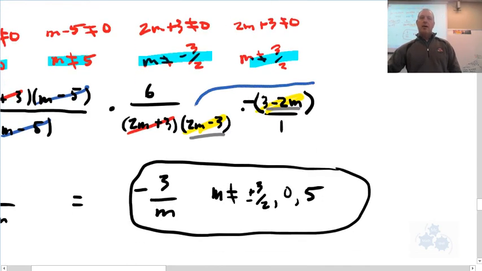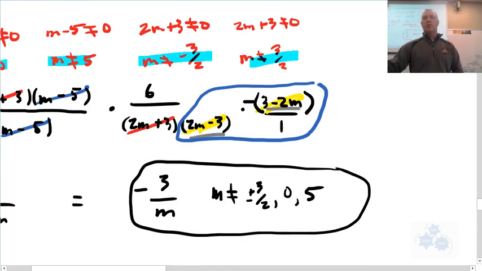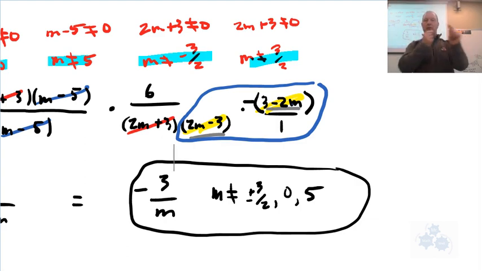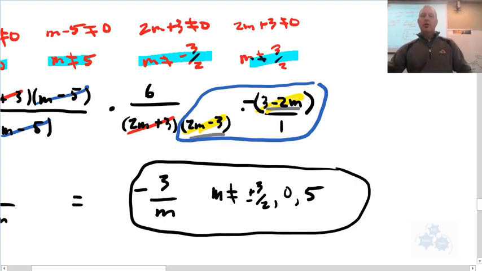Now remember, and I believe we talked about this last lesson, if you have 2m minus 3 and 3 minus 2m, the same terms in a binomial subtracted, but then another binomial that's the same terms but flipped around this way, then what you can do is factor a negative out and then they become the same.